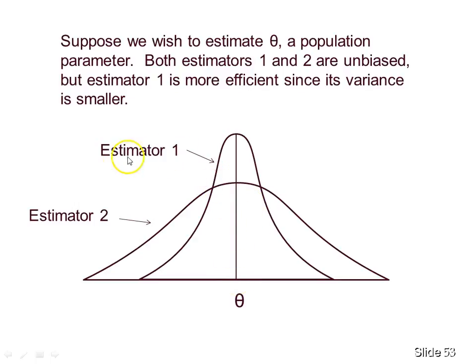Well, if you look at it, we'd prefer estimator 1. It tends to have a smaller variability around theta. What that smaller variability means is that it's likely to come closer to the thing we're trying to estimate. So we would say that estimator 1 is more efficient. Now again, you just need to know the definitions of unbiased and efficient. You don't need to worry about the mathematics of proving is something unbiased or efficient.